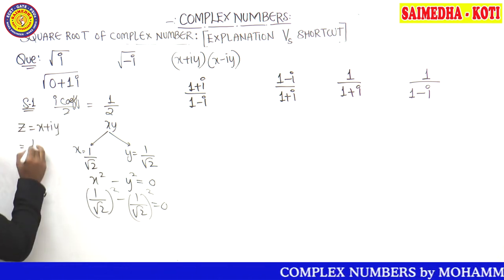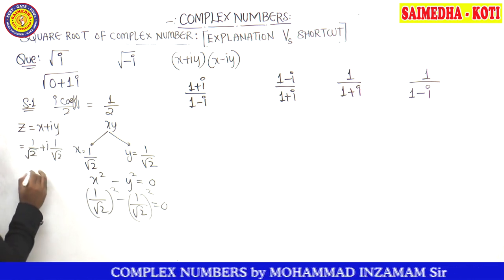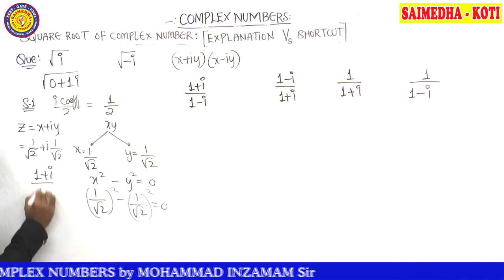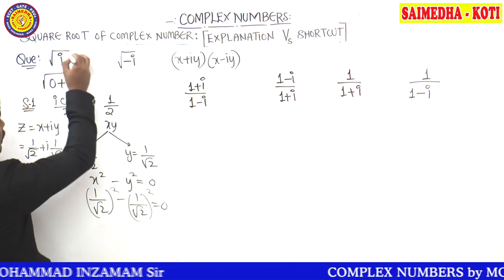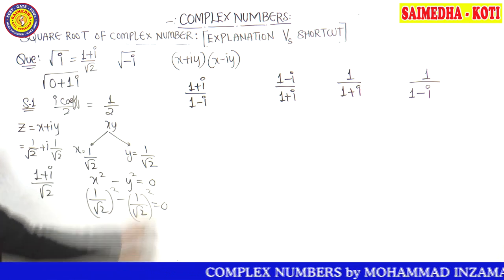Let's substitute it here, guys. 1 by root 2 plus i into 1 by root 2. At last, what is your answer going to be? 1 plus i by root 2. So let's try and remember this one, guys. What is the answer? 1 plus i divided by root 2 is going to be the answer.